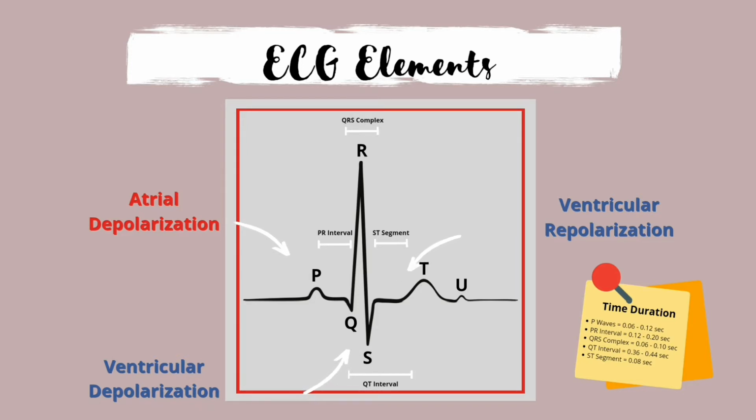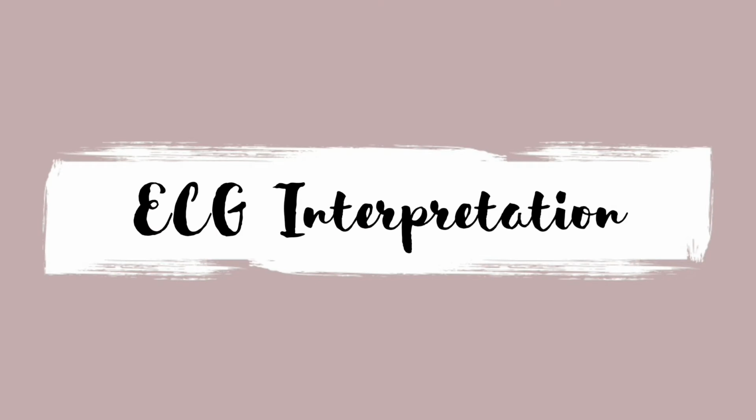The ST segment connects the QRS complex and the T wave. It represents the measured time between ventricular depolarization and the beginning of ventricular repolarization, which normally lasts about 0.08 seconds. We will now study how to interpret an ECG strip.